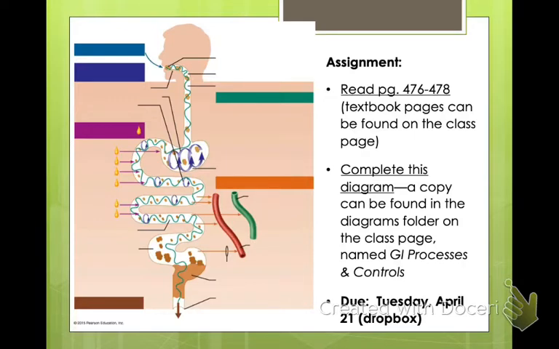So that's it for the processes. Tomorrow we're going to talk about the mouth, pharynx, and esophagus and the things that are occurring there, specifically swallowing. So that's what we'll be covering in tomorrow's lesson.